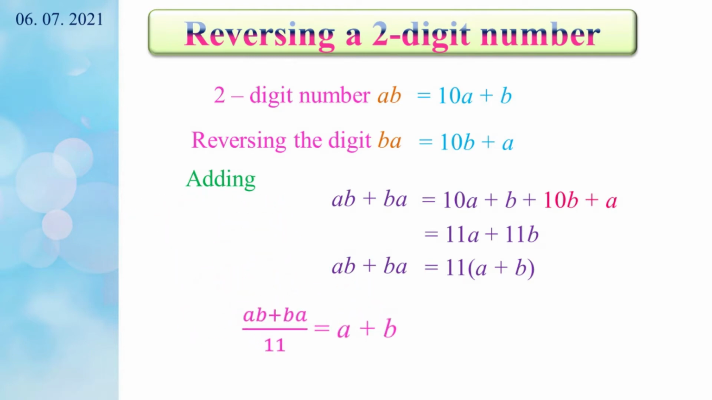AB plus BA divided by 11 is equal to A plus B, or AB plus BA divided by A plus B is equal to 11. Thus, the sum of any 2-digit number AB and the number BA, obtained by reversing its digits, is completely divisible by 11 and the quotient is A plus B. Second, it is divisible by A plus B and the quotient is 11.